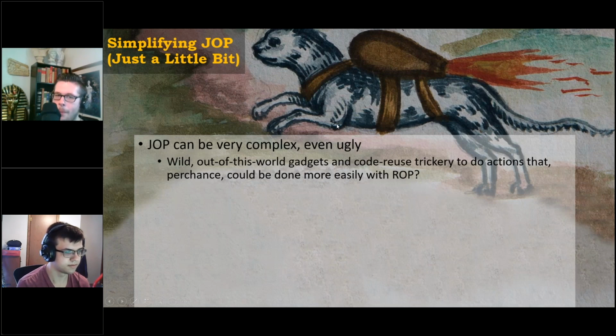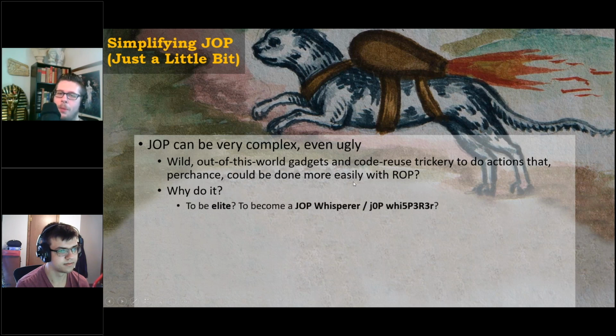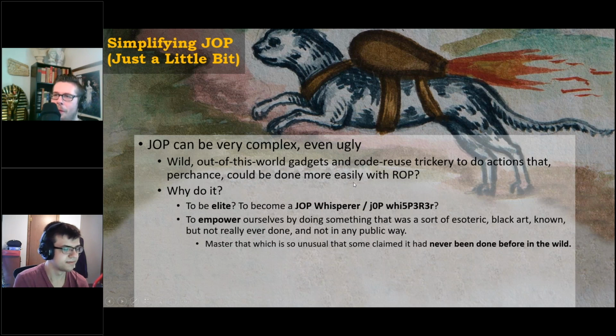Now, as I was working on JOP Rocket version 2.0 over the summer and the fall, I wanted to really simplify it, because honestly, so far it seems kind of complex. And if you watch our DEF CON presentation, the code that we had was very complex. It's definitely not friendly to a novice. So let's explore why you may want to do the more difficult version of JOP, because it certainly can be kind of ugly, with some interesting code reuse trickery going on. Maybe you want to prove that you're elite, that you're a JOP whisperer. Maybe you want to empower yourself by taking up the mantle of the so-called black art of JOP, which some had claimed had never before been done in the wild. Not true, but very, very seldom.